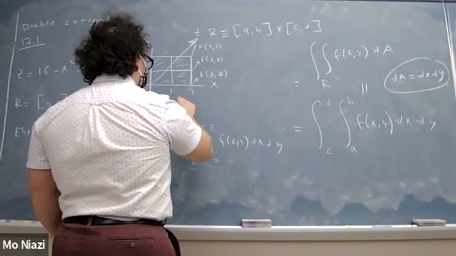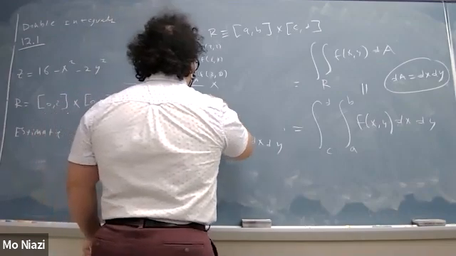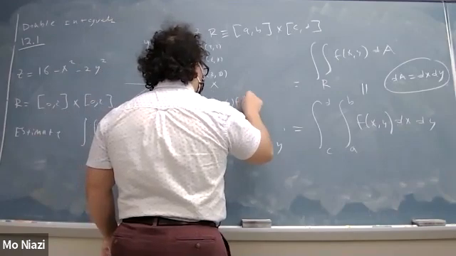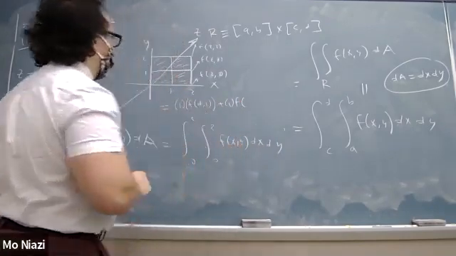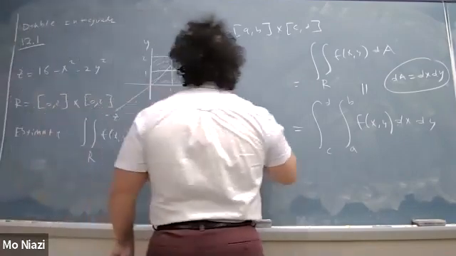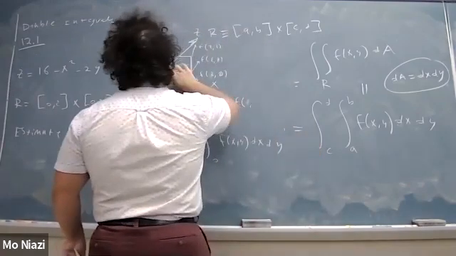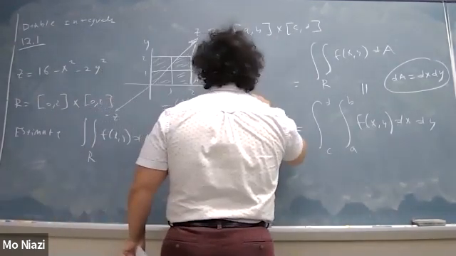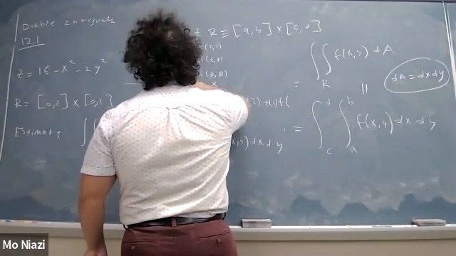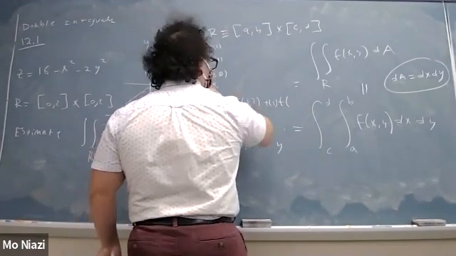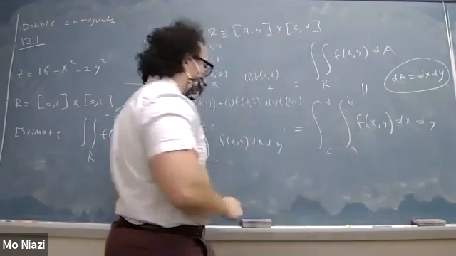your 1 times your f of 0, 1, plus your 1 times f of... why am I saying 0, 1? We start out with 1, 1 to get a non-trivial area. Then we go f of 1, 1, then we go to f of 1, 2. And then here's 1, 1, 1, 2. Here's 2, 1. And then plus 1 times f of 2, 2. Okay.